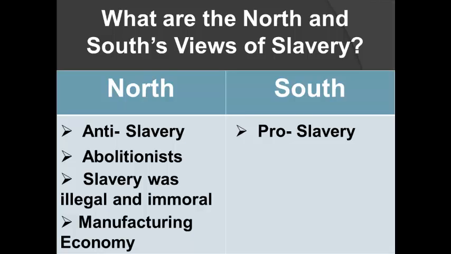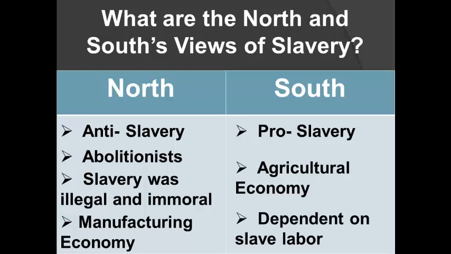So let's go to the South. They tend to be pro-slavery. A majority of people living in the South tended to favor this. Again, they were based on an agricultural economy, growing those cash crops such as cotton, and slave labor was used on plantations. And the Southern economy is very dependent on slave labor. They do not have manufacturing like the North does. They hardly have any. And that is because most of their resources are tied up in slavery.